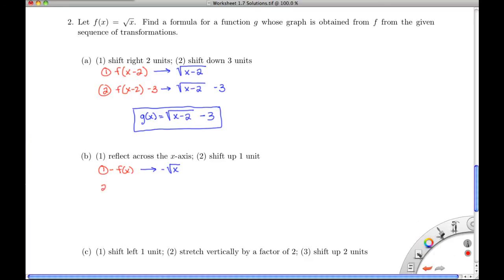For the second one, we've got our reflected function, and now we want to shift it up 1 unit. So we're going to just add 1 on the outside there. So now what we've got is minus the square root of x plus 1. And that's it. So our new function, g of x, is going to be minus the square root of x plus 1.